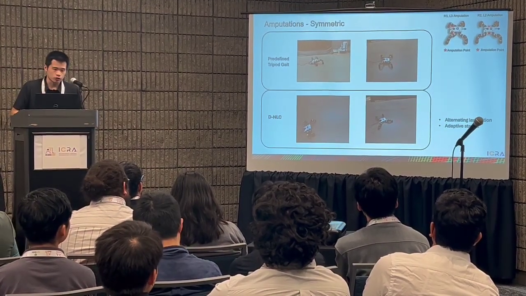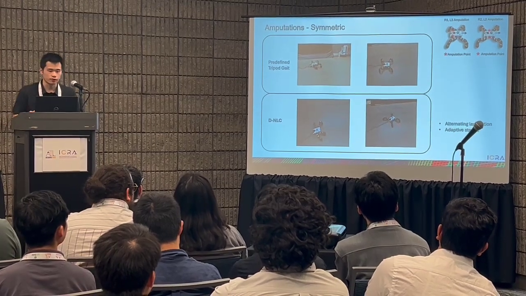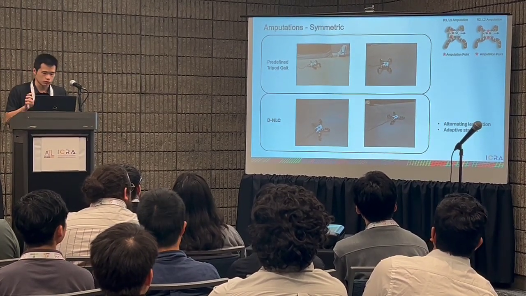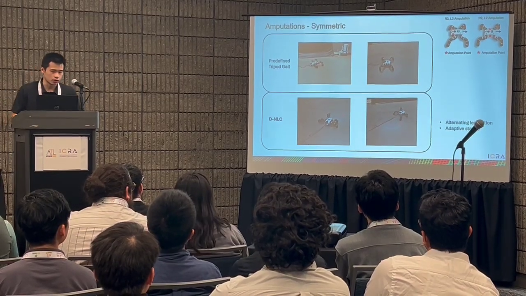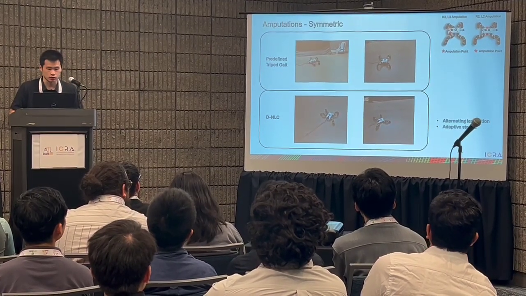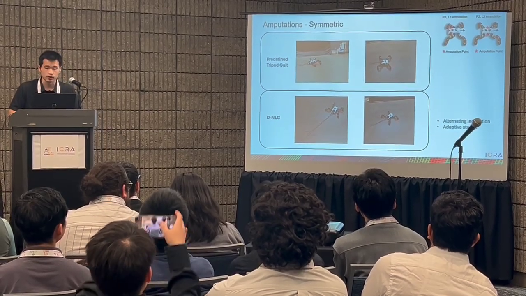And for our amputation trials, we have symmetrical and asymmetrical amputation. With symmetrical amputation, we have a configuration that's similar to a quadruped. With a predefined tripod gait, it is not able to move forward, but with DNLC, it is able to move forward with alternating leg motion and also adaptive stance duration.